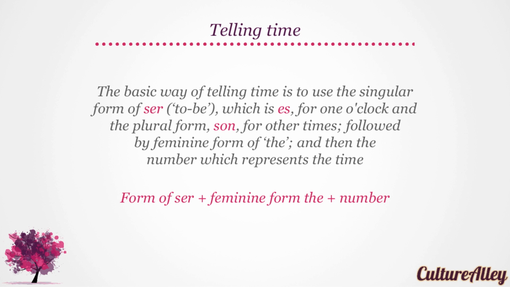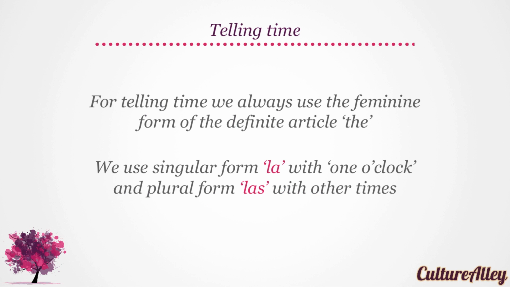For 1 o'clock and for other times we use the plural form, son, which is then followed by the feminine form of the, and then the number which represents the time. So, it will be a form of ser, followed by the feminine form of the, followed by the number you want to use for telling the hour. Good! For telling time, we always use the feminine form of the definite article the, which is la. We use singular form la with 1 o'clock and plural form las with other times.